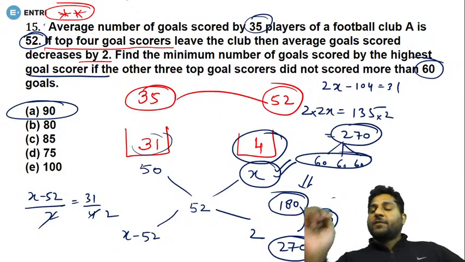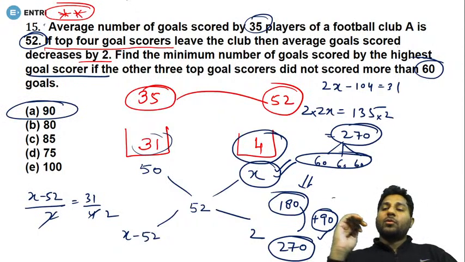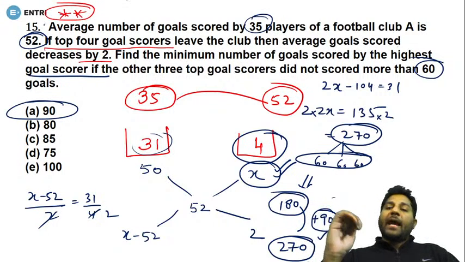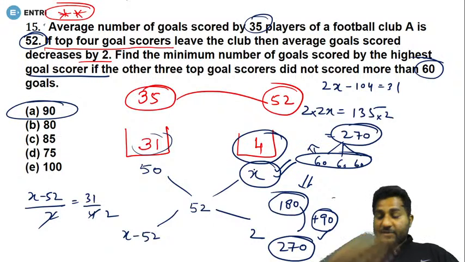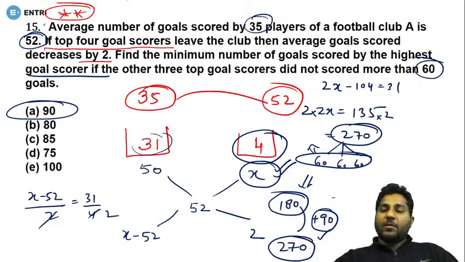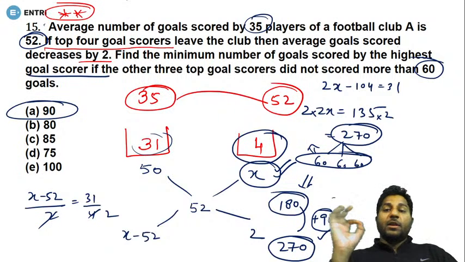Because the first three will not be able to score more than 60, the maximum they could score is 60. That means we have been left with 90 goals and the fourth person will definitely score 90. If these three persons score minimum, that means the fourth person will score maximum. All right, so guys, it was a logical question.